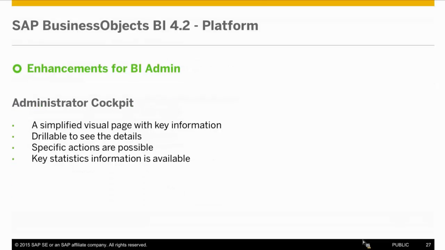A further enhancement for a BI administrator is the administrator cockpit. It's a visualization page with the key information about the health of your BI platform. You can drill down into various details, all from one single point, to see how many users are logged on, what's the health of my services, how many are up, how many are down, what is my number of instances running, how many schedules are running, how many schedules have been failing, and what are the reasons for failing. All this simple information is easily accessible on a single page.